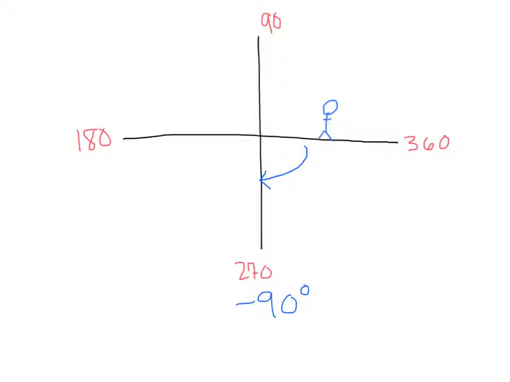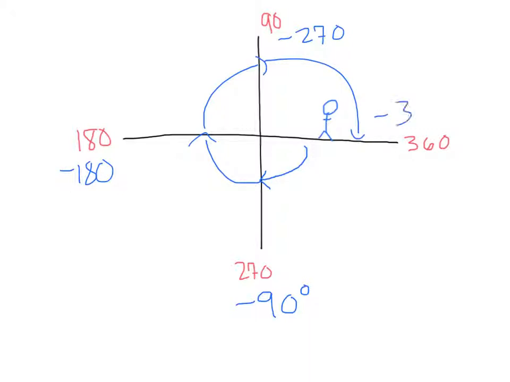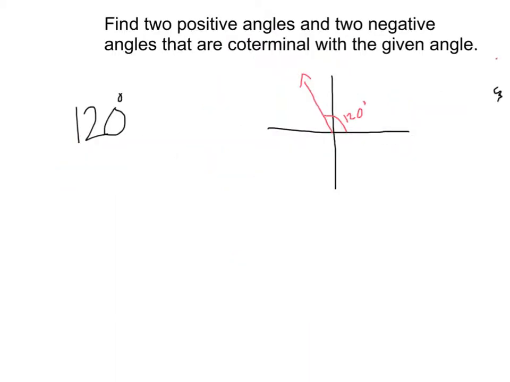So whenever you go the opposite direction, you're just going to be subtracting. So we get to here. If we continue going up over to here, this would be negative 180. Continuing up here, this would be negative 270. And then finally back to where we started, negative 360. So coterminal angles can also be negative. Let's do a couple examples.